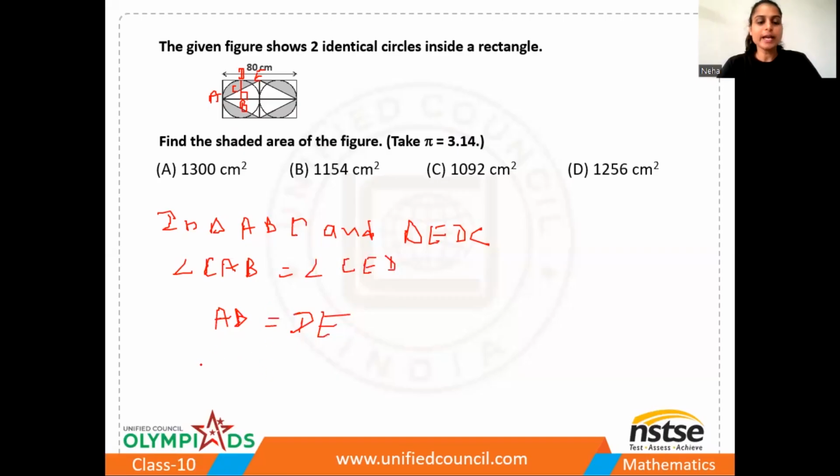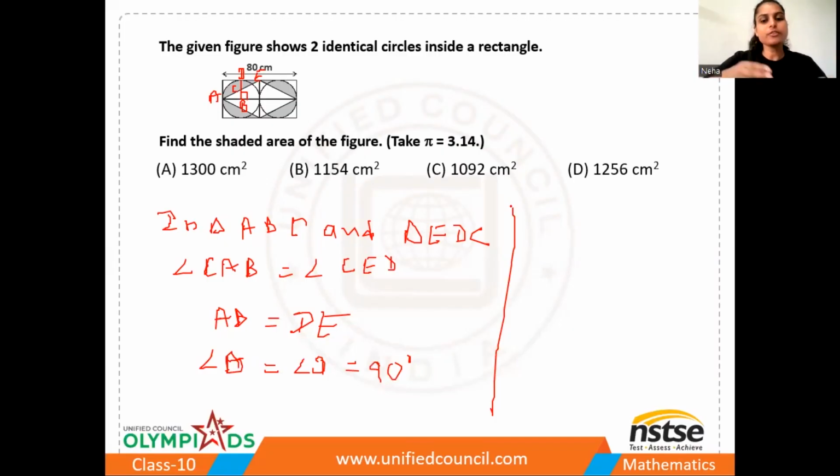And one more thing, that angle B is 90 degrees and similarly angle D is also equal to 90 degrees. So I can say that by the angle, side, angle property, these two triangles are congruent to each other. Perfect. Now, if these two triangles are congruent to each other, then the area of both triangles is equal, right? That means the area of triangle ABC is equal to the area of triangle EDC, because if they are congruent, they overlap each other. If they overlap each other, yes, the area is equal. Perfect.